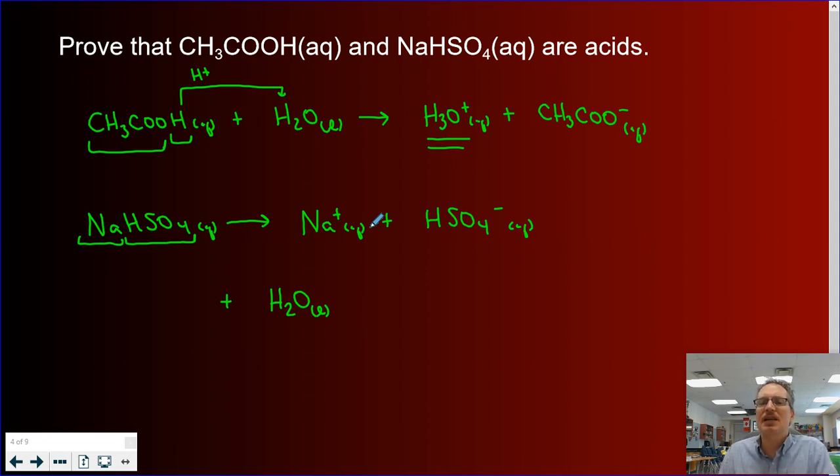Which one of these is going to move around and have a reaction with water? And remember, our end goal is to prove that this guy was an acid. So which one of these is going to have a proton that they donate to the water molecule? And if you say it's hydrogen sulfate, you are going to be correct, right?